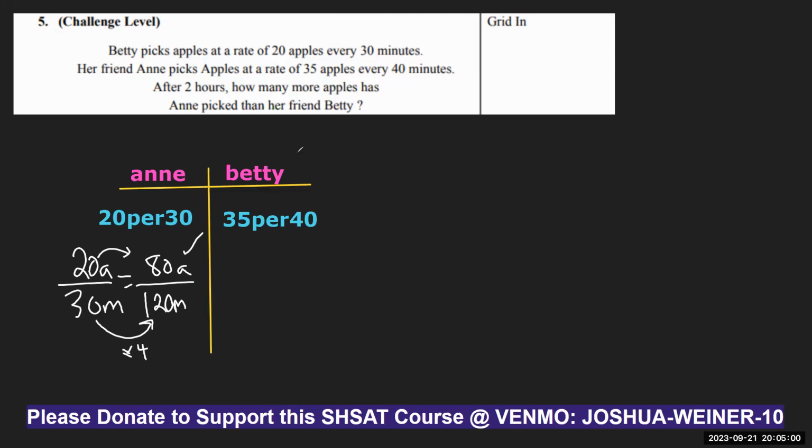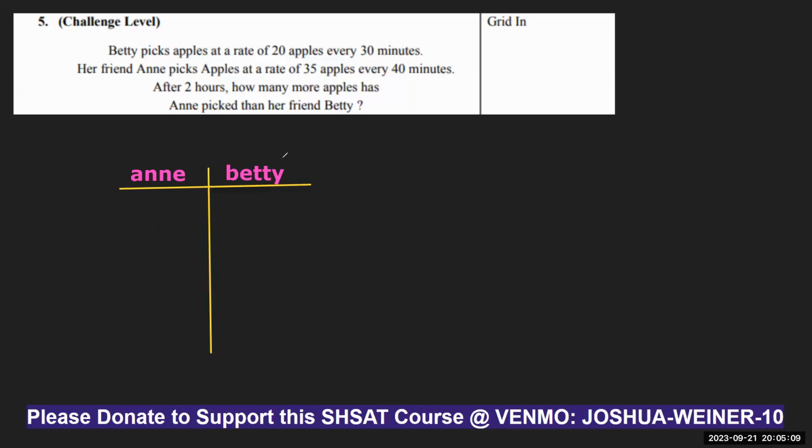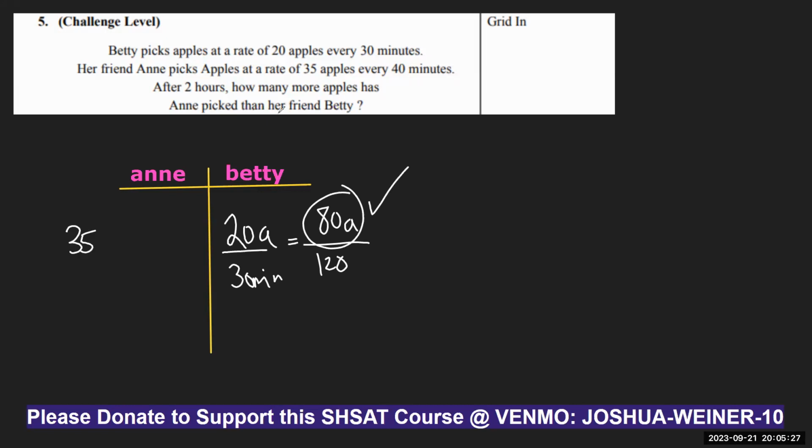Wait, that's Betty. I have it on the wrong side. Oh, I gotta erase it. Sorry, hold on. It's backwards. That was Betty's information. Betty picks up 20 apples in 30 minutes' time. So then 120 would be 80 apples for Betty. Then going over to Anne, she can collect 35 apples in 40 minutes.